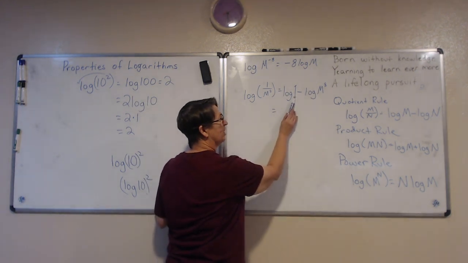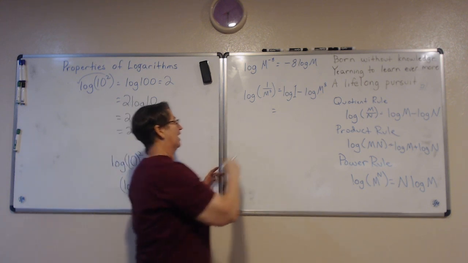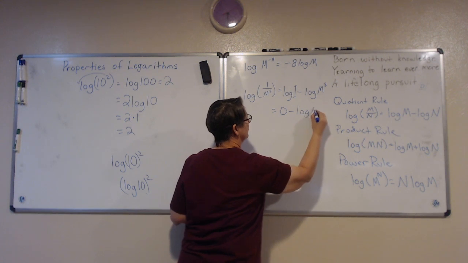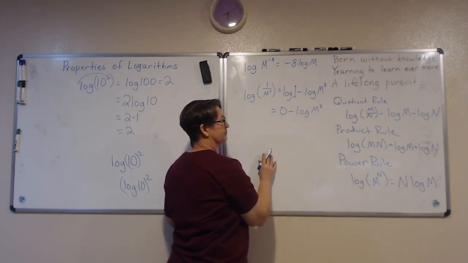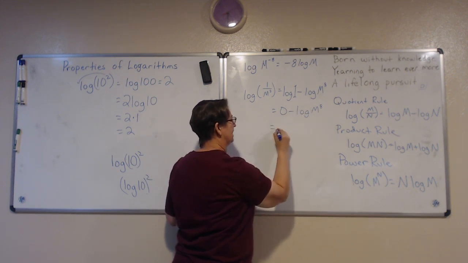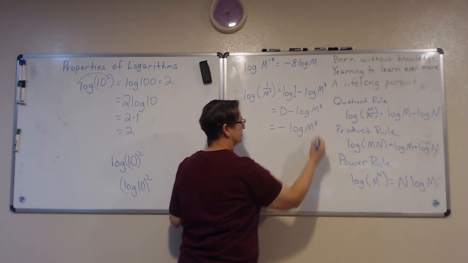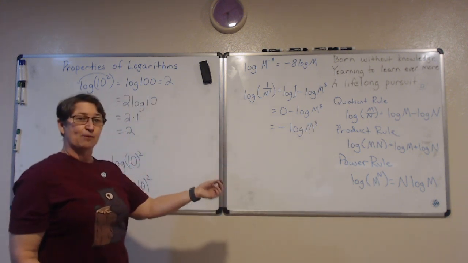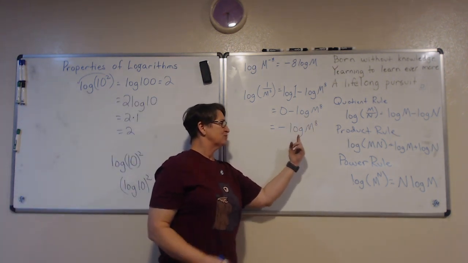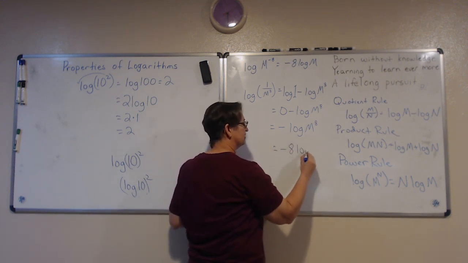Anytime 1 is in the argument, it's equal to 0. That's right. So 0 minus log of m to the 8th. Well, 0 minus anything is just that. So it's a negative log of m to the 8th. But now we can use that power rule to make that multiply times this. So I have a negative 8 times that.